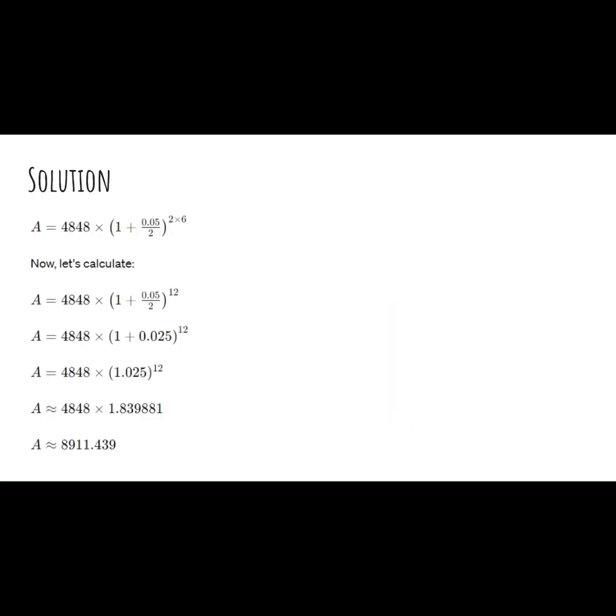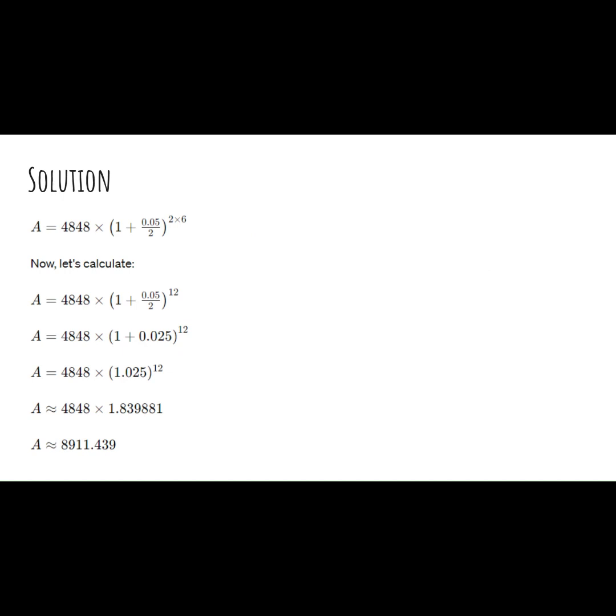All right, let's solve it. So amount 4848 times brackets 1 plus 0.05 over 2, close brackets, to the power of 2 times 6. Let's calculate it. So we end up with this calculation, which is 4,848 times 1 plus 0.05 divided by 2, okay, to the power of 12. The 12 has come from the 2 times 6, which again, times we're compounding annually, times by the actual time frame of this investment. Next step down, 4,848 times brackets 1 plus 0.025 to the power of 12.